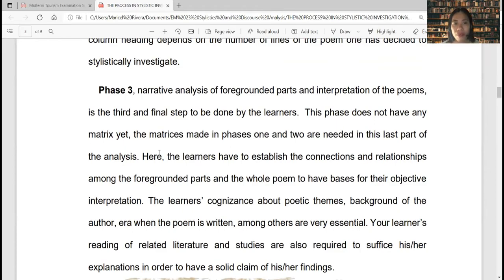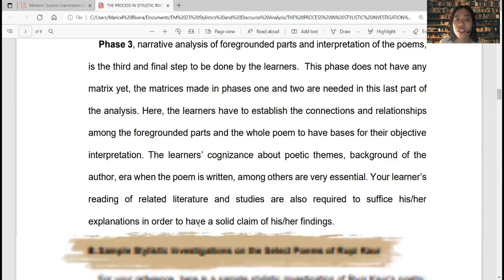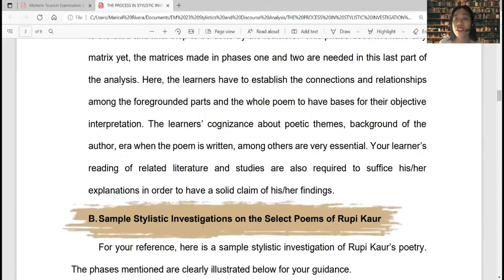Narrative, right? So in narration, the learners have to establish the connections and relationships among the foregrounded parts and the whole poem to have a basis for their objective interpretation. And the learners' cognizance here, class, about poetic themes, the background of the author, the era when the poem was written, among others, are very essential. Your readings as well, the related literature and studies, are also required to suffice his or her explanations in order to have a solid claim of his or her findings.